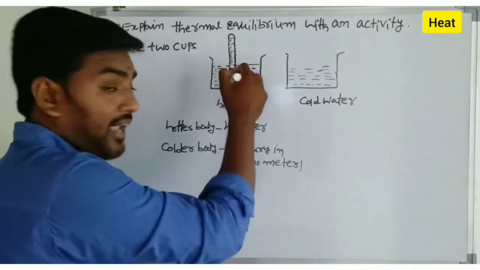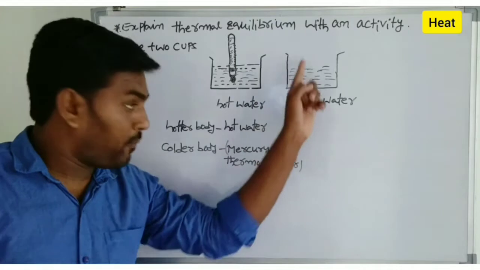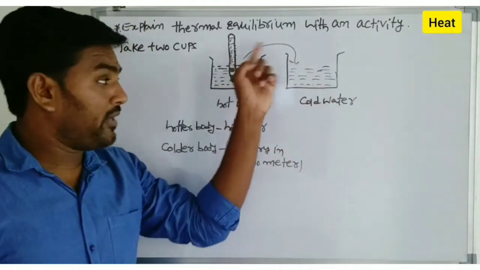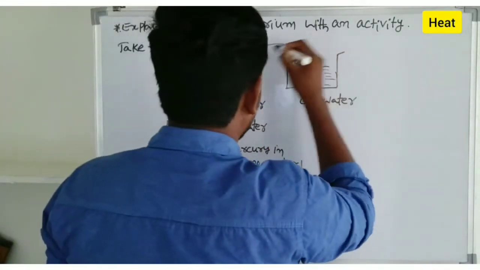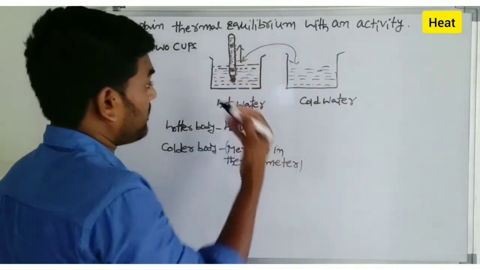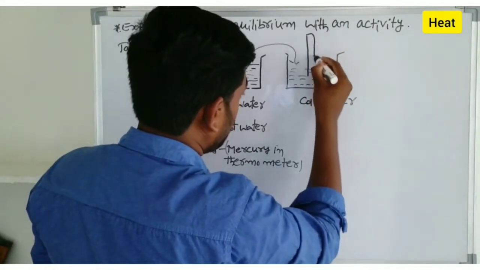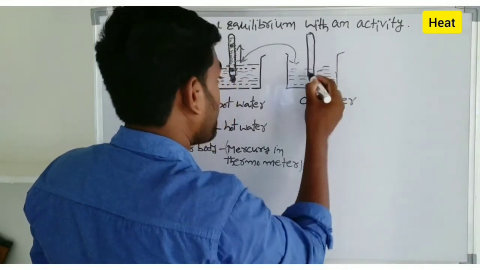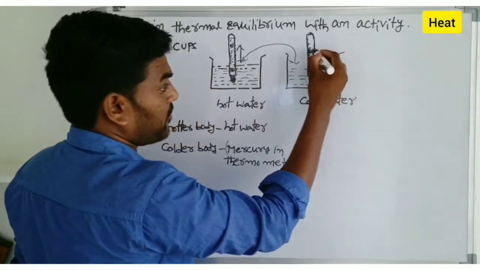Next, take the thermometer out of the hot water and put it in cold water. So this is the thermometer. So this is the mercury position.